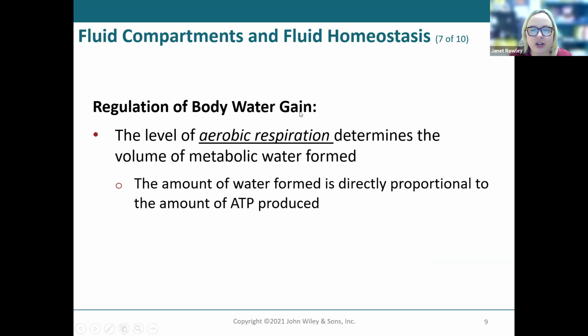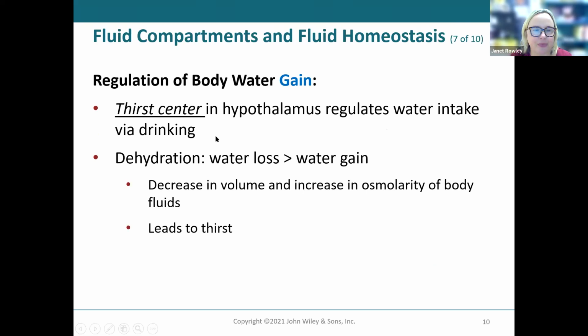So, the regulation of water gain: the level of aerobic respiration determines the volume of metabolic water formed. The amount of water formed is directly proportional to the amount of ATP produced. The other way we regulate water gain is through our thirst center. We have a thirst center in the hypothalamus, which regulates water intake via our need to drink.